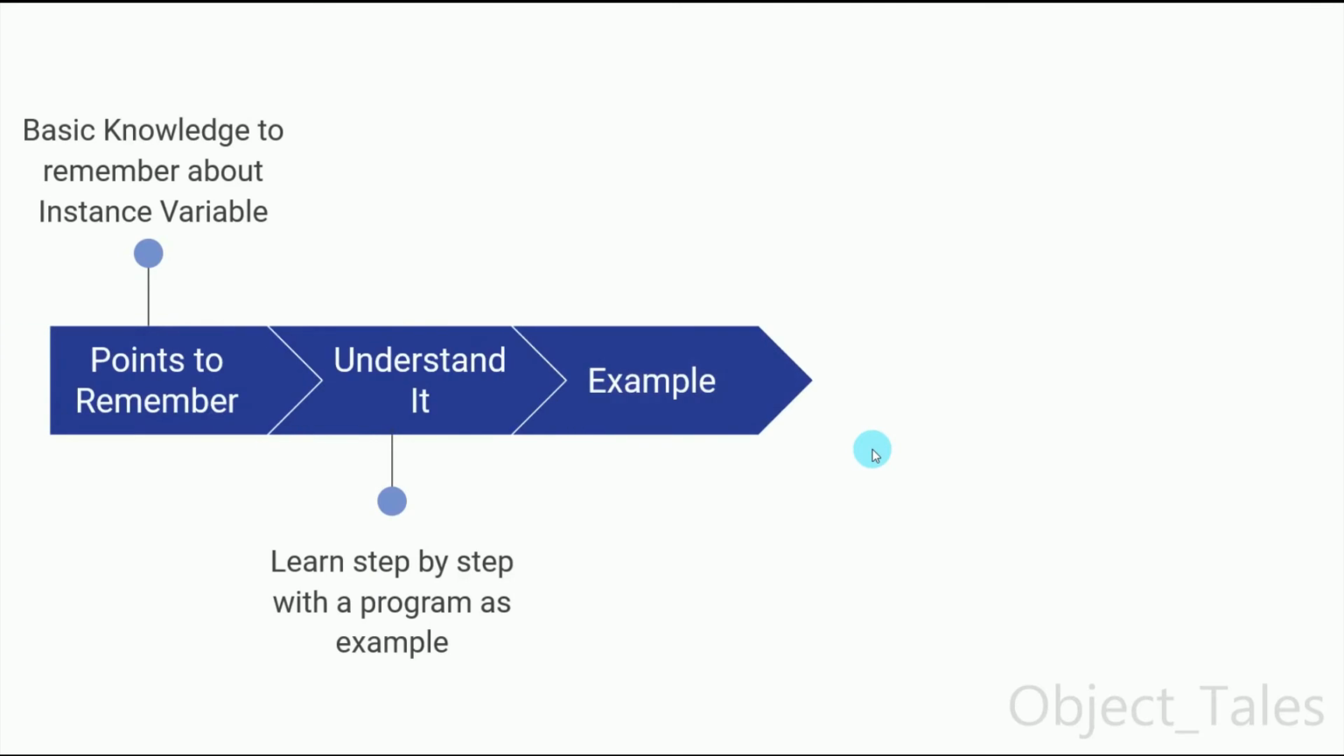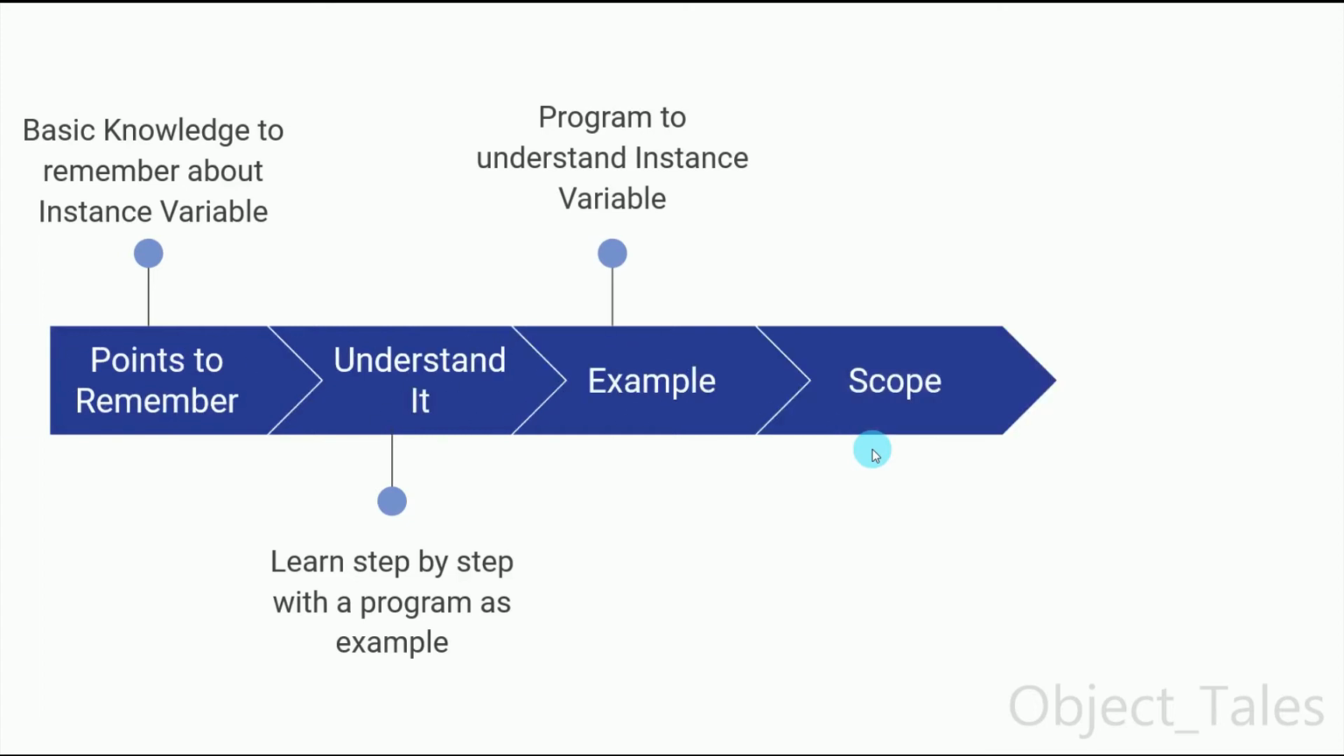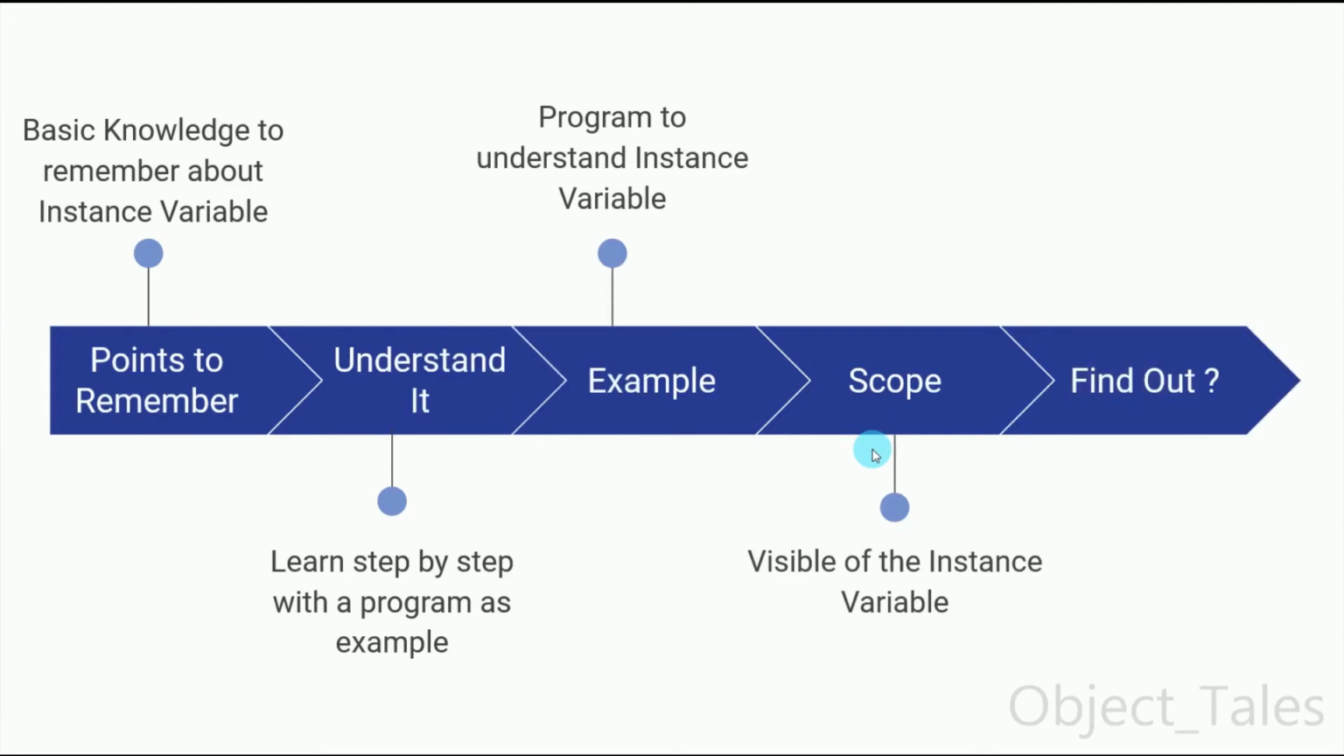Then third is the example. There will be a program on instance variable to identify where the instance variable is in the program. Fourth is the scope of the instance variable, to see the visibility of the instance variable. And last is the find out. I'll give a program in the last, and I will also explain the program in the Eclipse IDE, and from that you have to find out where the instance variable is in it. So let's begin today's video.